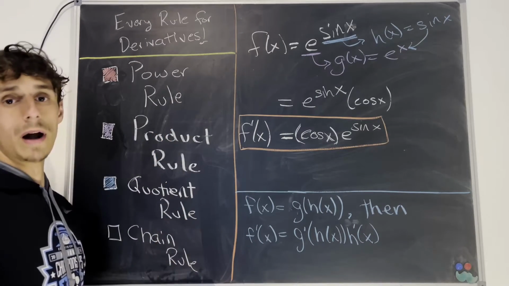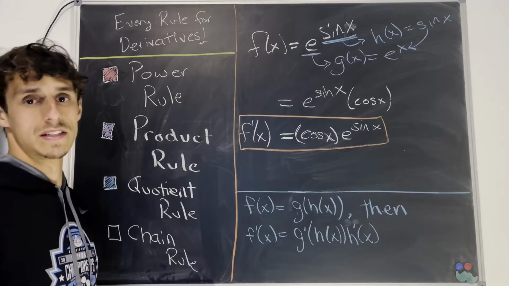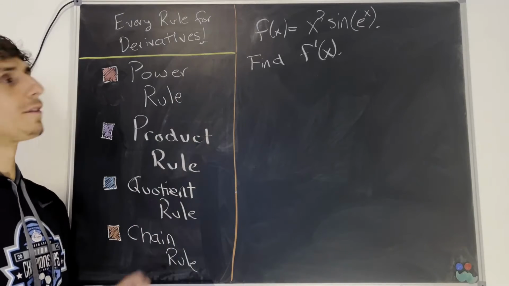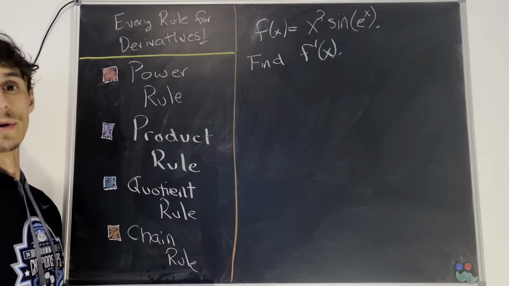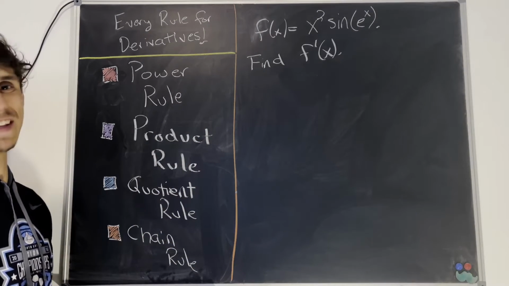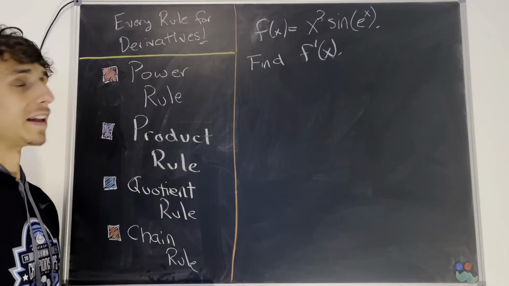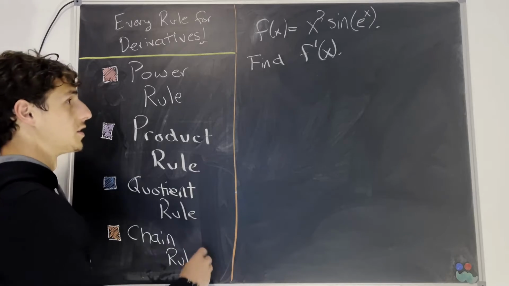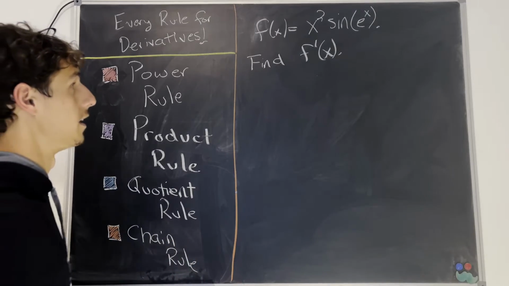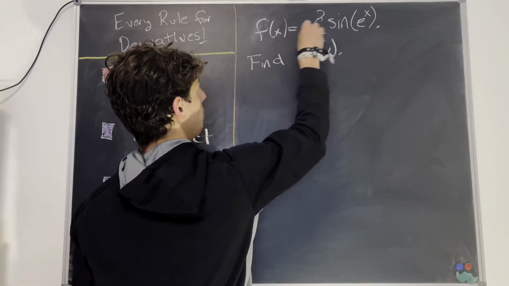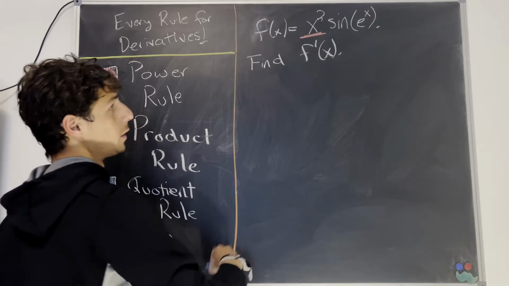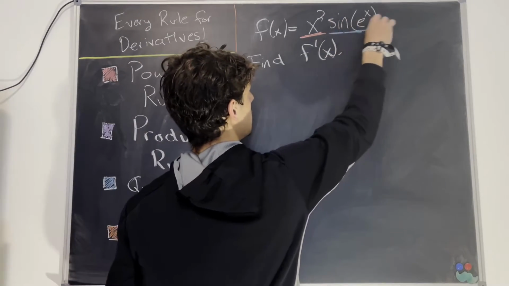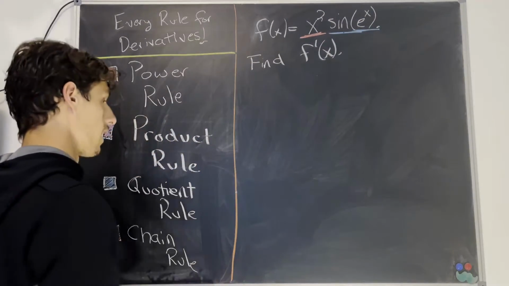I'm going to do one more problem where I fuse a couple of these rules together. So here I have a function f of x, which is equal to x squared times sine of e to the x. And we're asked to find the derivative of f of x. So first what we want to do is use the product rule of these two functions that I'm going to underline in red and blue. So this red function is x squared, and it's very clearly multiplied to sine of e to the x.